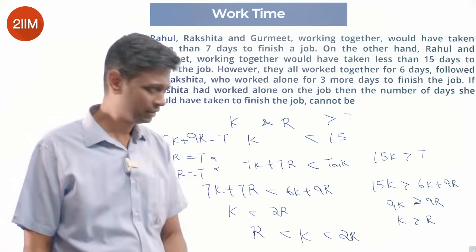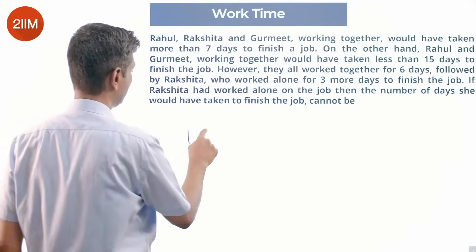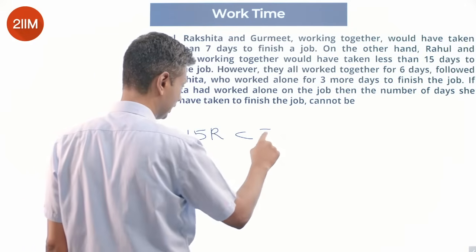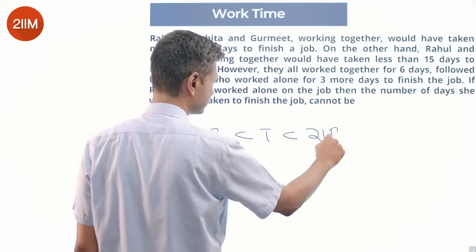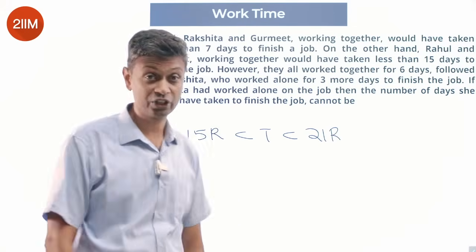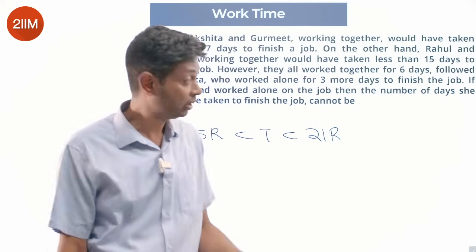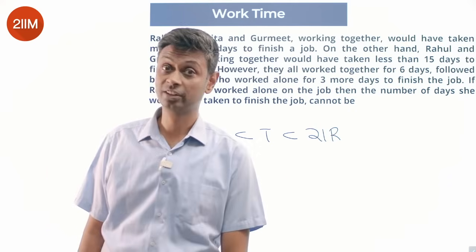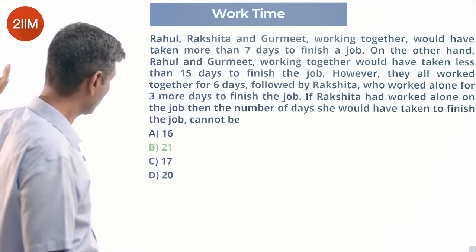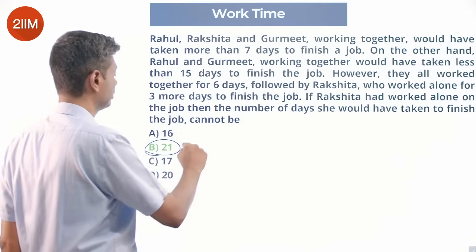Right? So, nice. So we can infer that 15r is less than the task, which is less than 21r, or the number of days Rakshita takes is more than 15, at least slightly more than 15, and less than 21, at least slightly less than 21. Now we go to the choices and say, hey, it could be this, it could be this, it could be this, it cannot be this. This is the answer we're looking for.